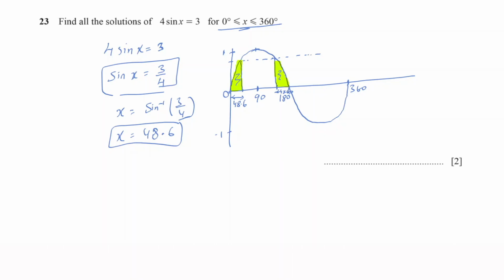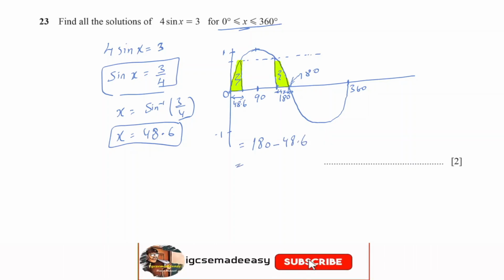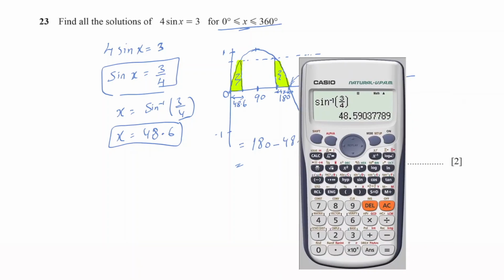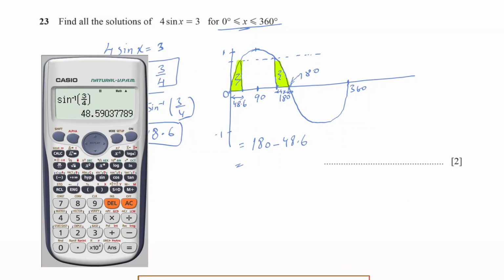So another answer is lying over here, that is 180. This value is 180. So this answer is 180 minus 48.6. That will give you the other value of x. So let's pull out our calculator and write 180 minus 48.6. That gives me the answer 131.4.